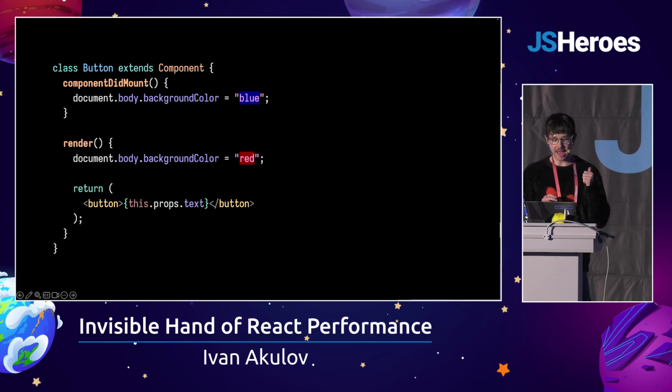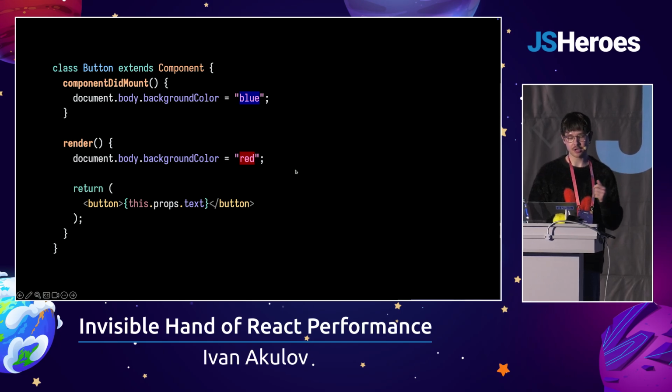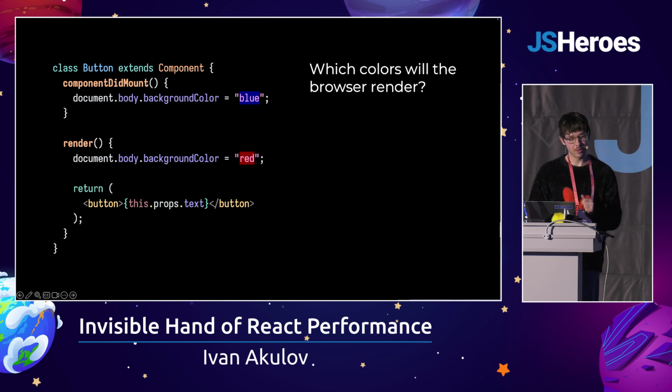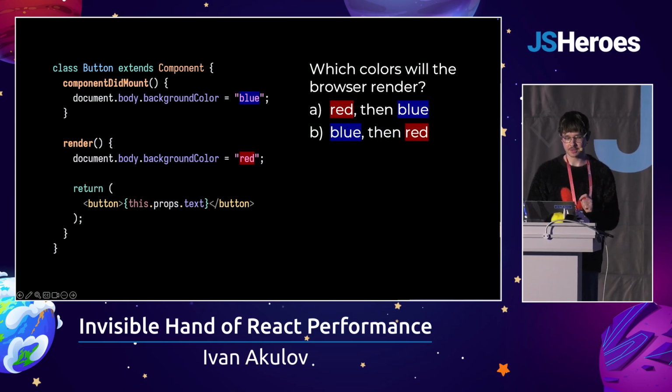So I have this React component. When the component renders, it sets the document body background color to red. When it mounts, it sets the background color to blue. Question: which colors will the browser render? Option A, red, then blue. Option B, blue, then red. Option C, only blue. And option D, only red. Take a moment to think.